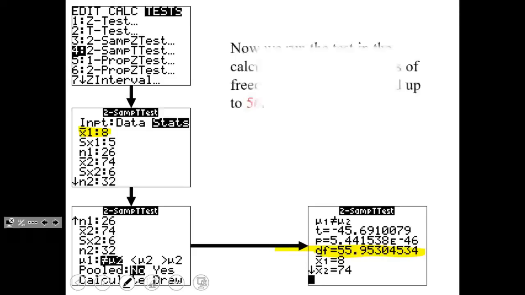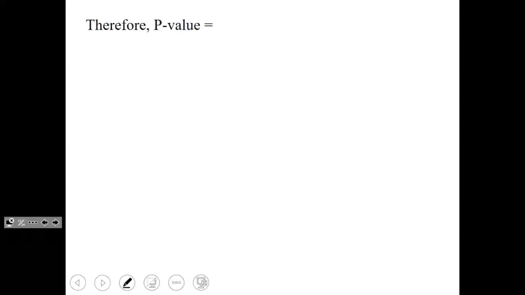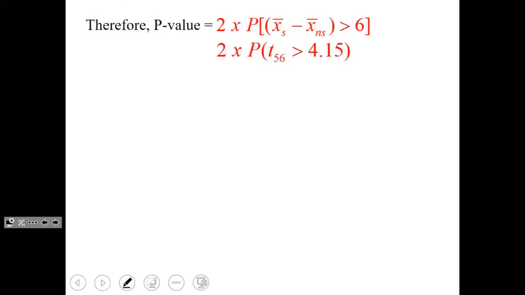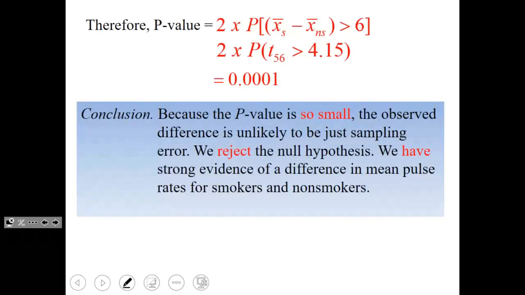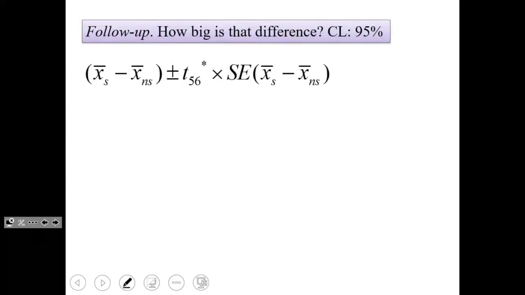But using that information, I can run the test and get my p-value. So my p-value, it's going to be a two-tailed test, so it's 2 times the probability the difference would be greater than 6. That means 2 times the probability on a T56 table, 56 degrees of freedom, of being greater than 4.15. And that works out to be 0.0001. This is a pretty low p-value. So as we've said before, because my p-value is so low, I get to reject my null hypothesis.